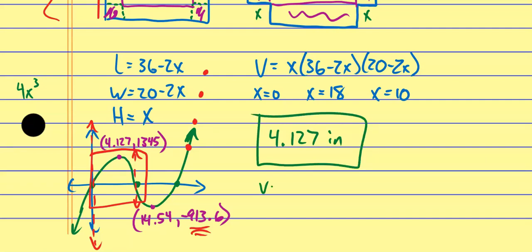And then if it asks for the volume that I'll get, that is the y value there. So understanding those pieces and how to interpret them, I think this one just asks for the size of the cut, which should be 4.127 inches, which is about 4 1/8 of an inch.